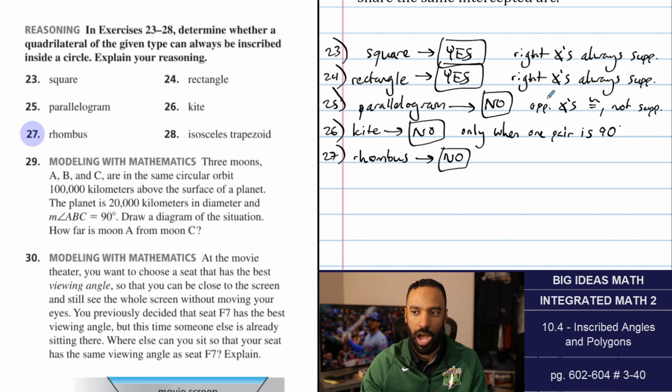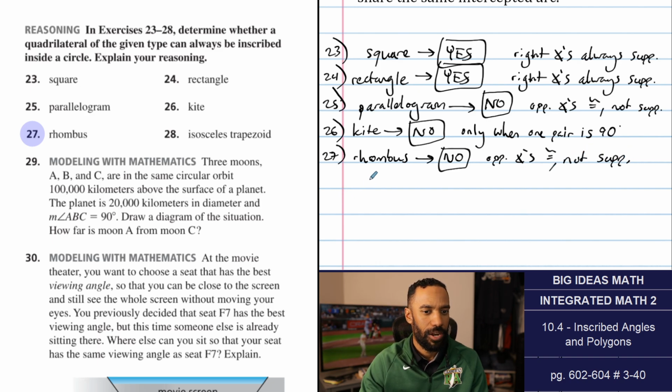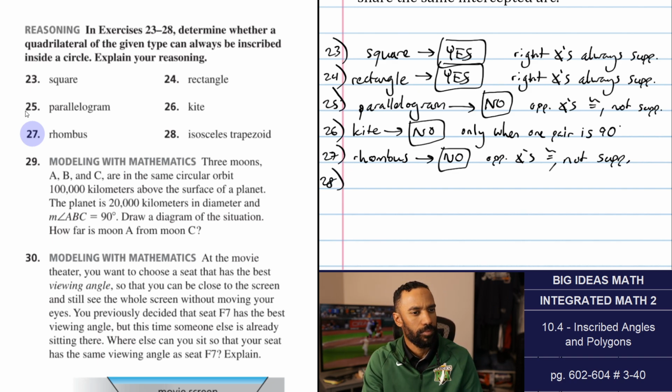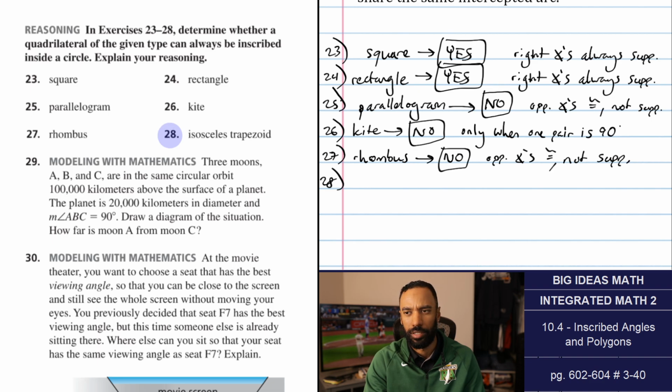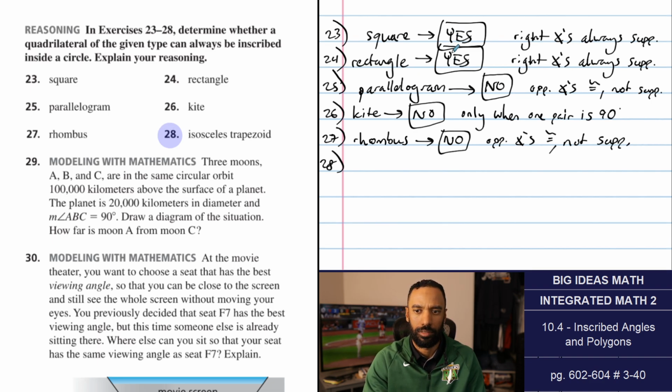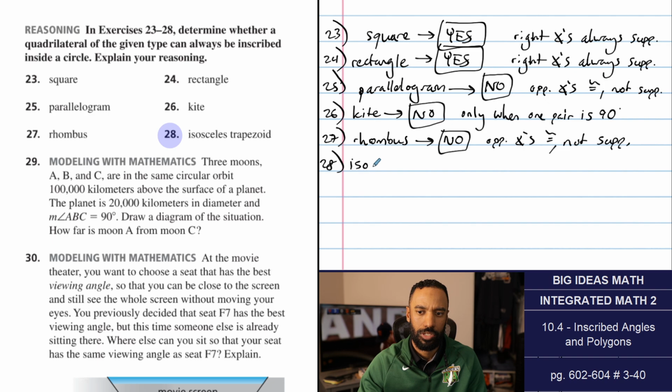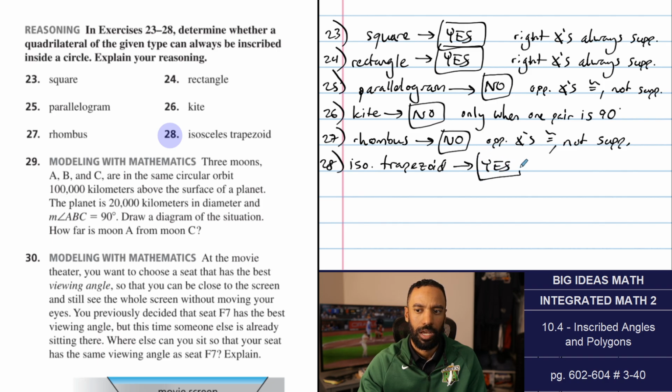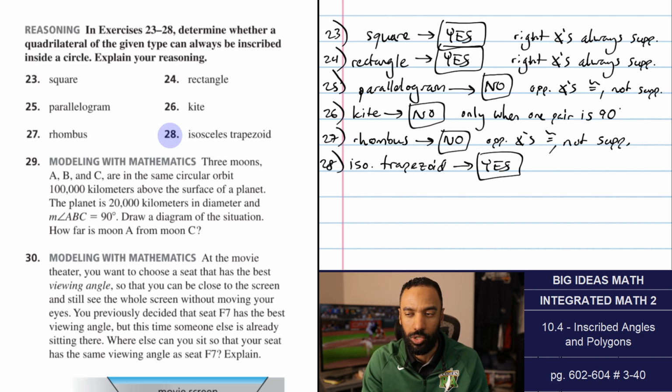No, for the same reason, opposite angles congruent, not supplementary like a parallelogram. And then we have an isosceles trapezoid. That should work. So hold on. Isosceles trapezoid, I believe that's a yes. Now let me show you why. And not just a trapezoid, an isosceles trapezoid.